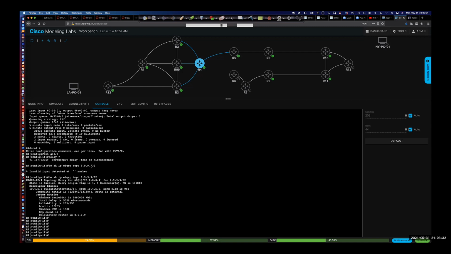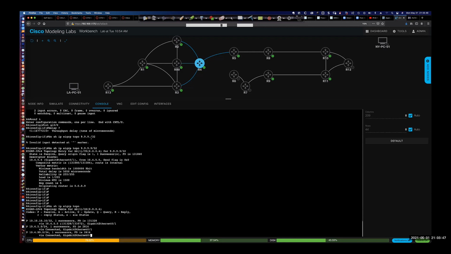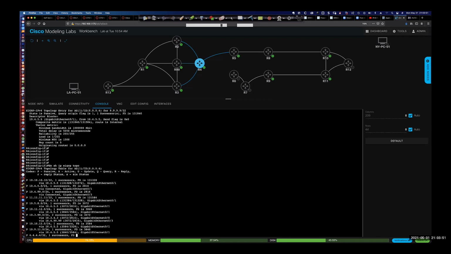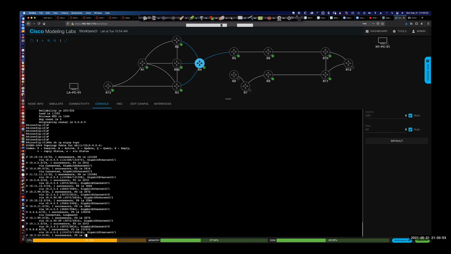And so let me talk about that for a second. So the feasible distance, and to see that, I would want to say show IP EIGRP topo. So just the topology table, not any specific route, because that's where we're going to see some of these different values. And remember, we're on router number 4 here. And so let's scoot down.